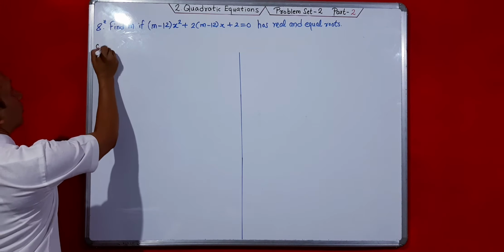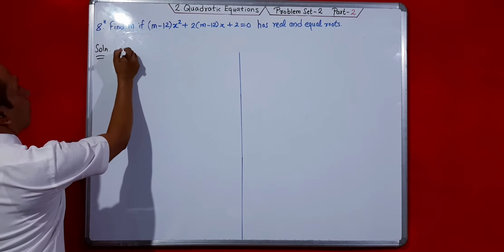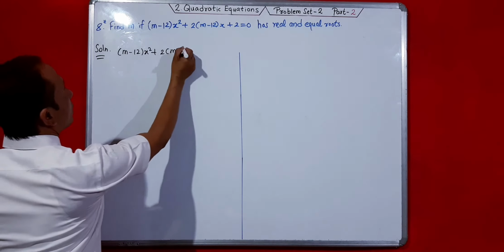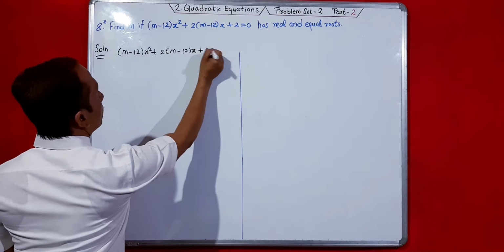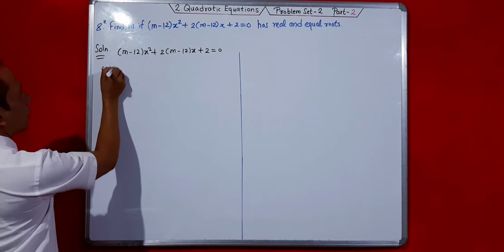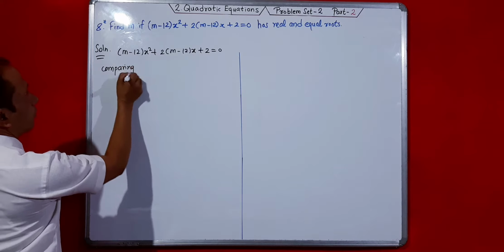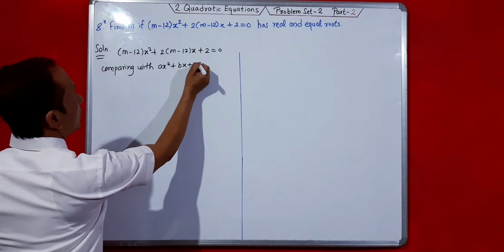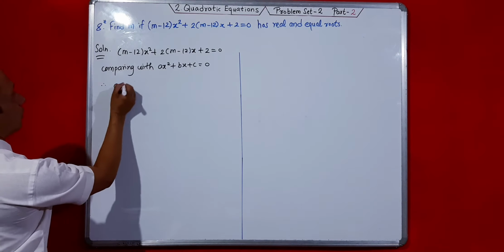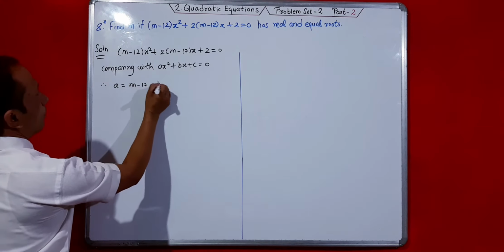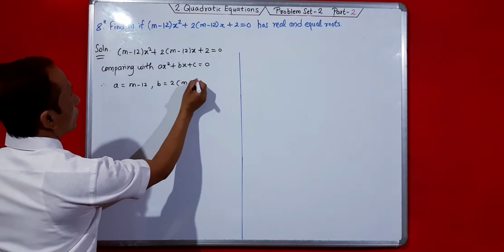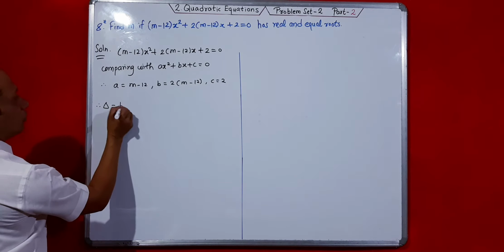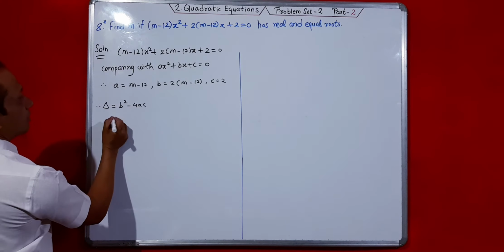Solution: (m minus 12)x square plus 2(m minus 12)x plus 2 is equal to 0. Comparing with ax square plus bx plus c is equal to 0, therefore a is equal to m minus 12, b is equal to 2(m minus 12), and c is equal to 2. Therefore delta is equal to b square minus 4ac. It is known as discriminant.